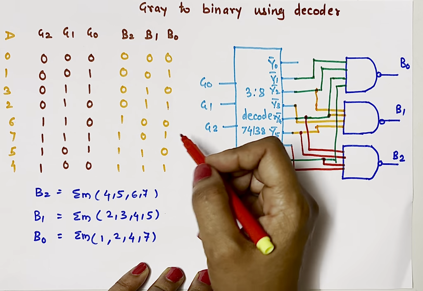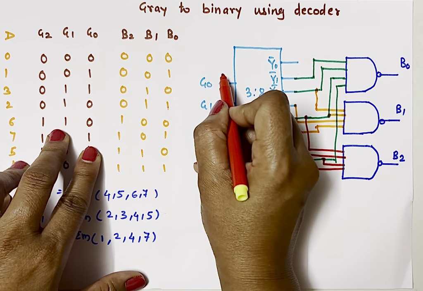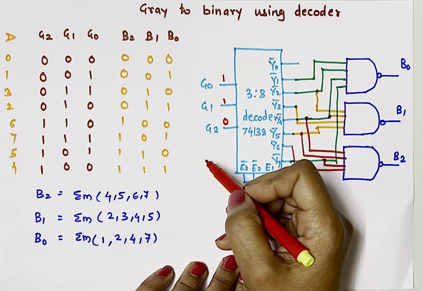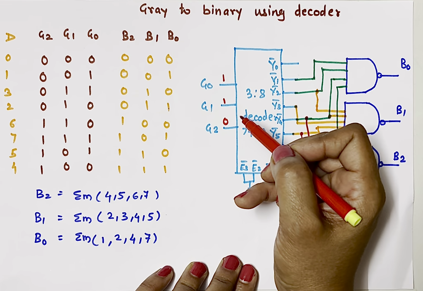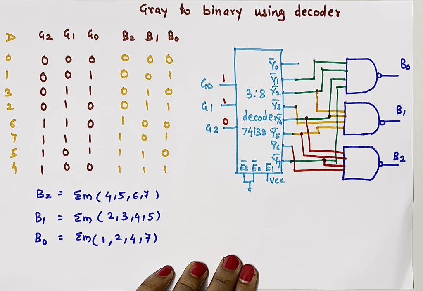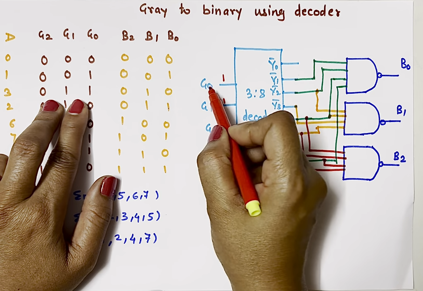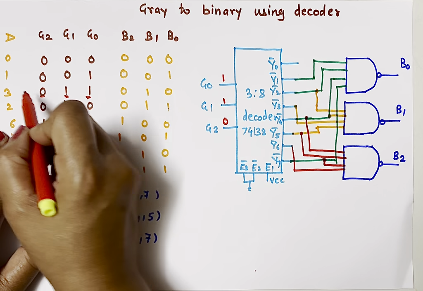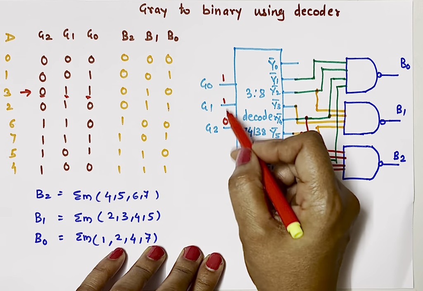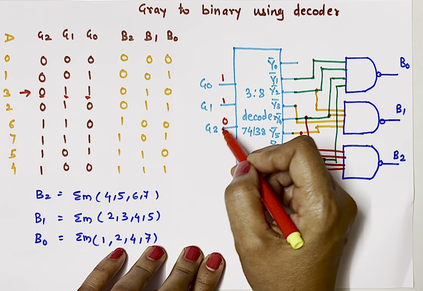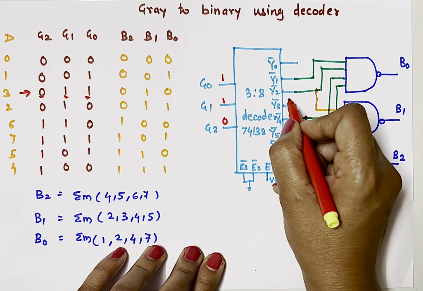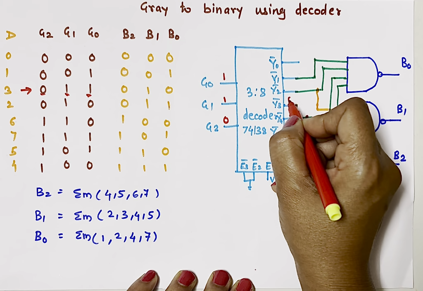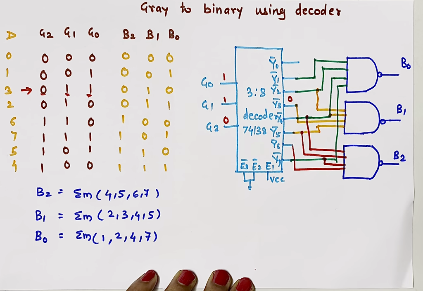It means if you apply a gray number, let's say 110, 1, 1 and 0. For 110, this 110 means 6. Sorry, this is my LSB. So G0 is 1, G1 is 1 and G2 is 0. So this is not 6, this is 3. So for this 0, 1, 1, remember G2 is MSB. For 0, 1, 1, it will select Y3. So what it will do? It will make Y3 0 and all other outputs will become 1.